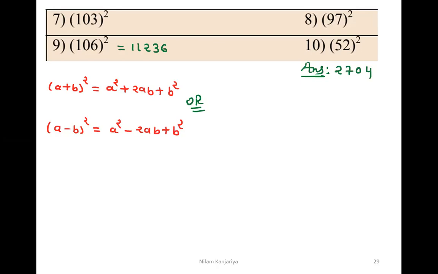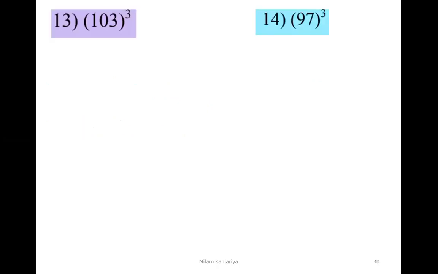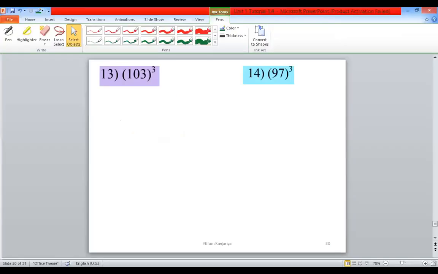Let's move on to another example. Look at the next question on your screen. This is 103 whole cube, so you must use the cube identity. So look, what is the cube identity? It is (a plus b) whole cube, which gives you a cube plus b cube plus 3ab times (a plus b).